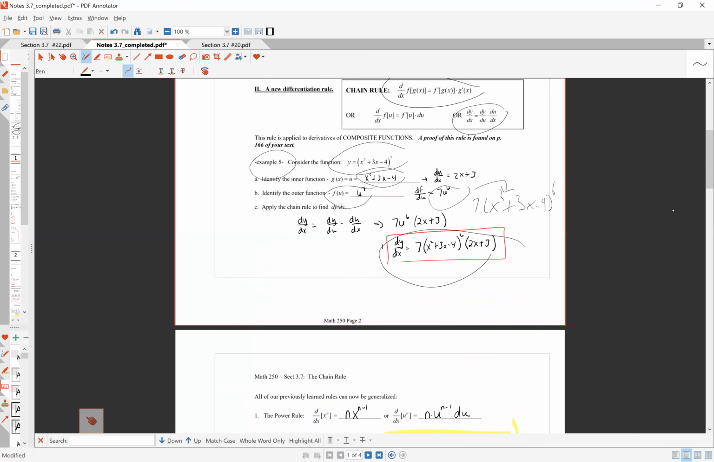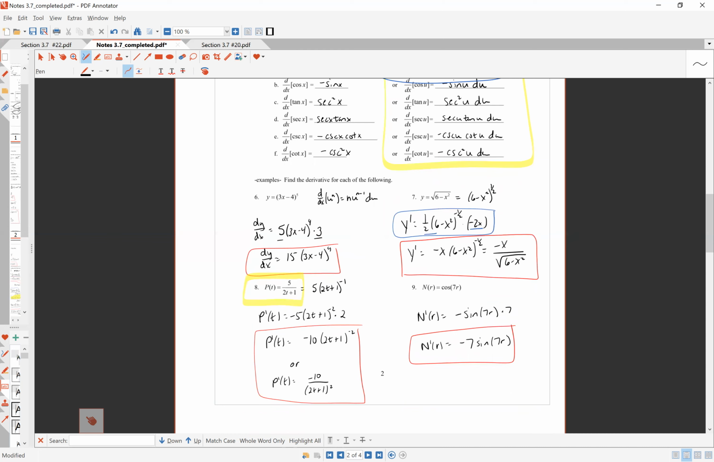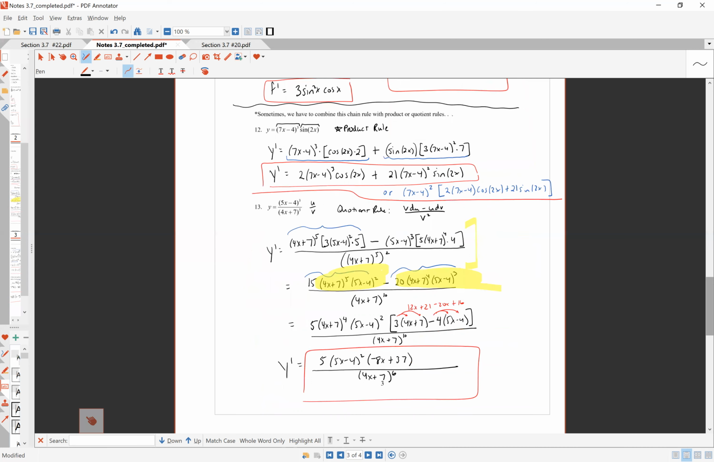We took u to the seventh, in which case u is x squared plus 3x minus 4. I did a couple of problems from the homework. There's a lot of problems in here, but let's look at number 13.